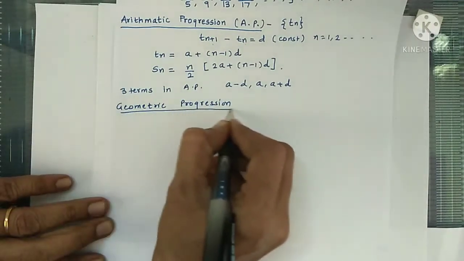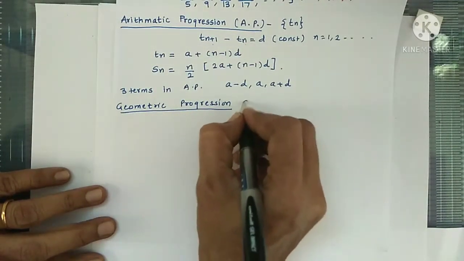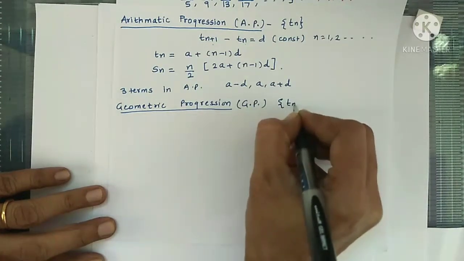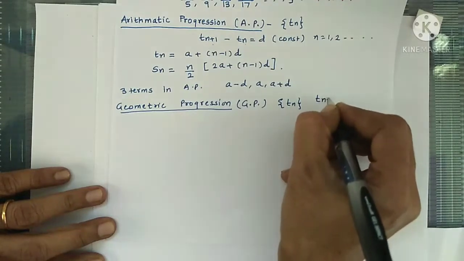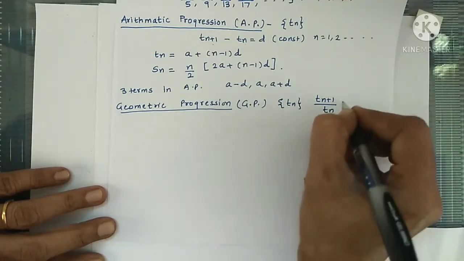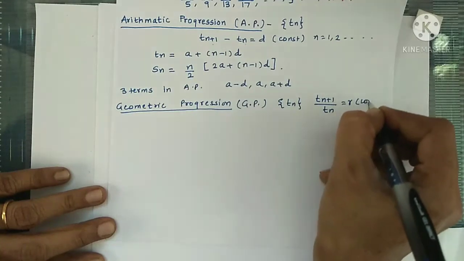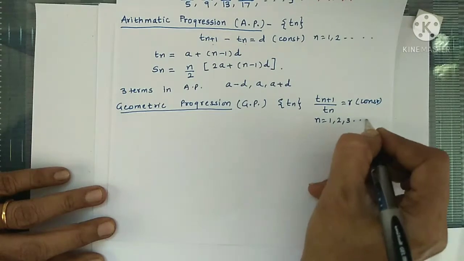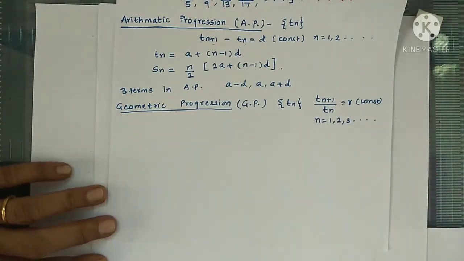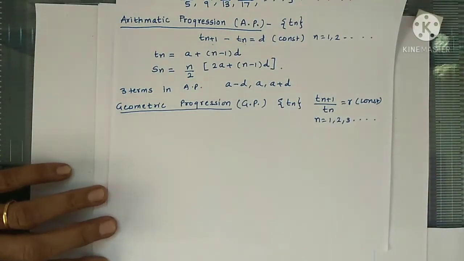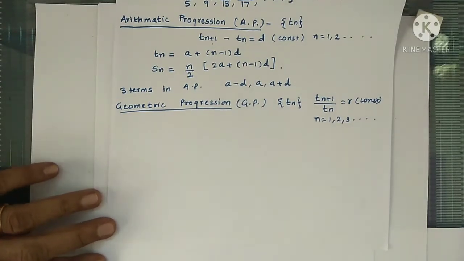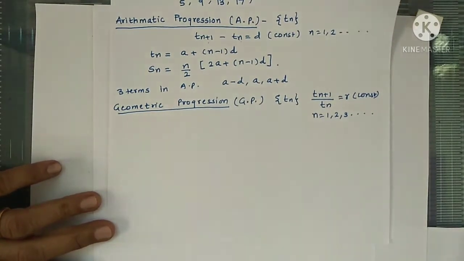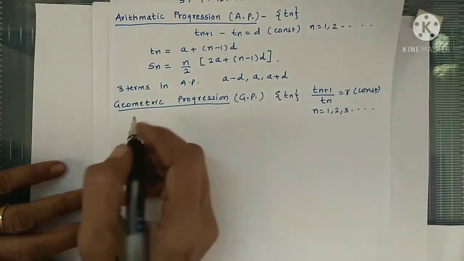When we have seen here the examples, we know that a sequence Tn is a geometric progression if Tn plus 1 upon Tn is a constant, R, everywhere for all n equal to 1, 2, 3, and so on. That means for all natural numbers. So the ratio of two consecutive terms is constant everywhere. Such sequences are known as geometric progression. So now let's find out the formula for the nth term of a geometric progression.